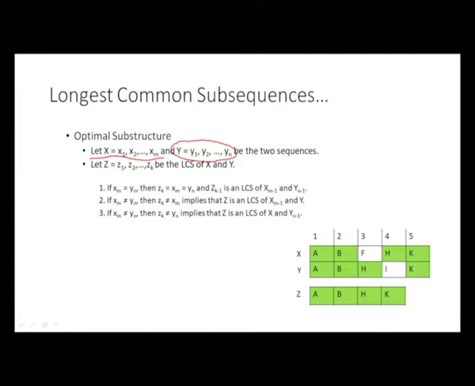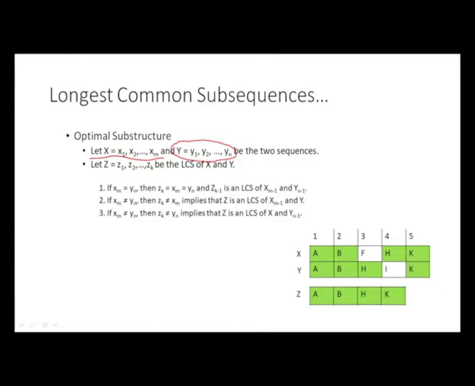And let's suppose we have z, which we refer to as the longest common subsequence of x and y. Let's suppose this z is made up of characters z1, z2 and so on up to zk, meaning that the last character in this longest common subsequence is zk. The length is k for the longest common subsequence.